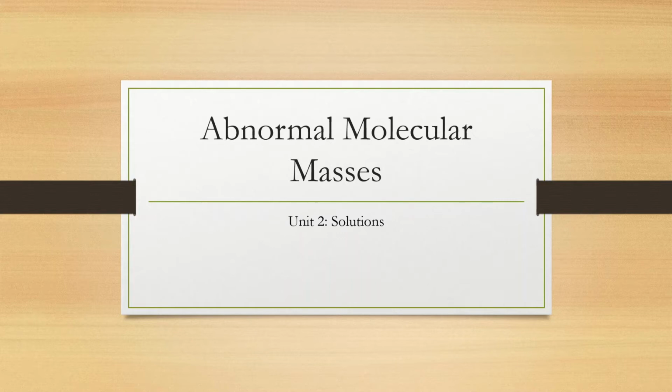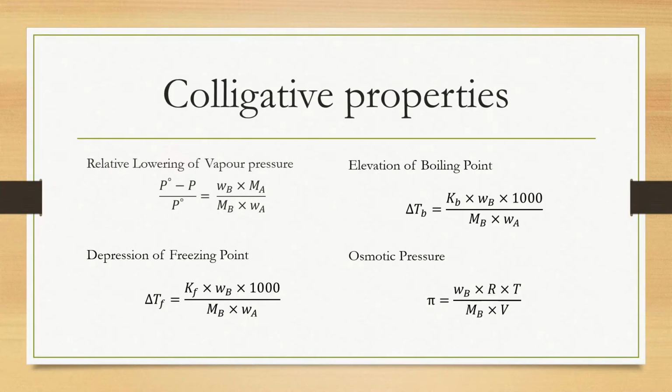Now, in the previous lessons, we have learned and derived the relations for the various colligative properties. However, these relations are applicable to the solutions of non-electrolytes only, which do not undergo any dissociation or association in the solution. Now, dissociation leads to an increase in the number of solute particles in the solution, resulting in an increase in the value of colligative property.